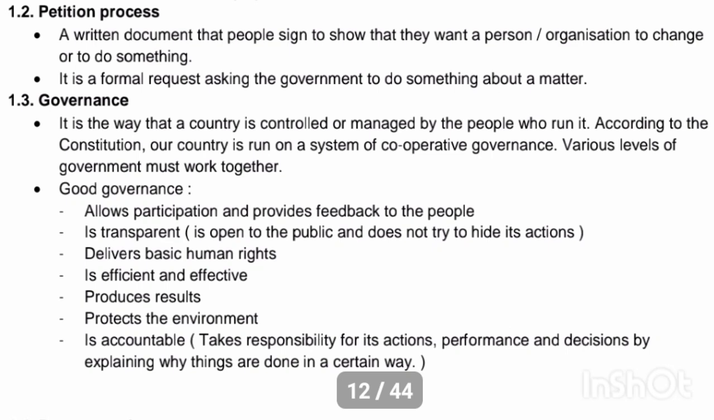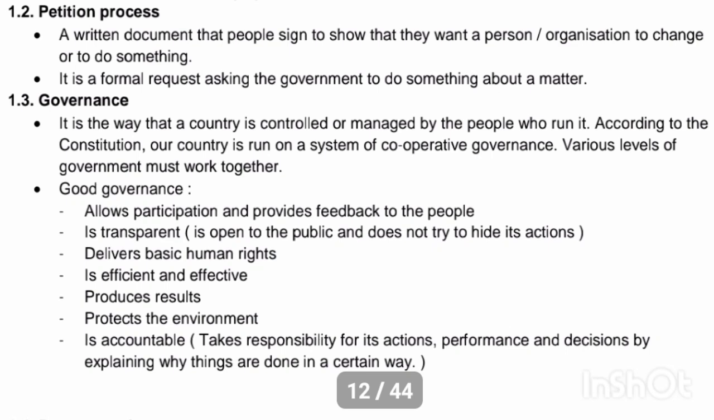Various levels of governance must work together. This is what they mean by cooperative, and this is a system. This means that we have levels, and the levels must work together. Hence, we have a system of cooperative governance. Cooperative means working together. Governance refers to how the country is managed or controlled. It's like the principal of the school that manages the students and the teachers in it.